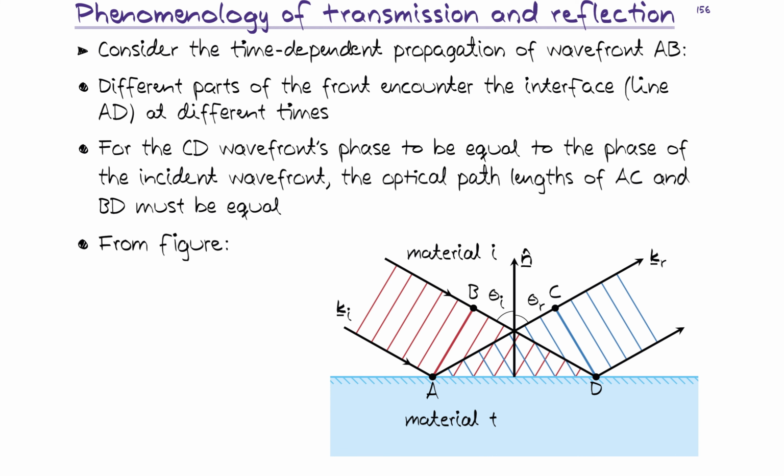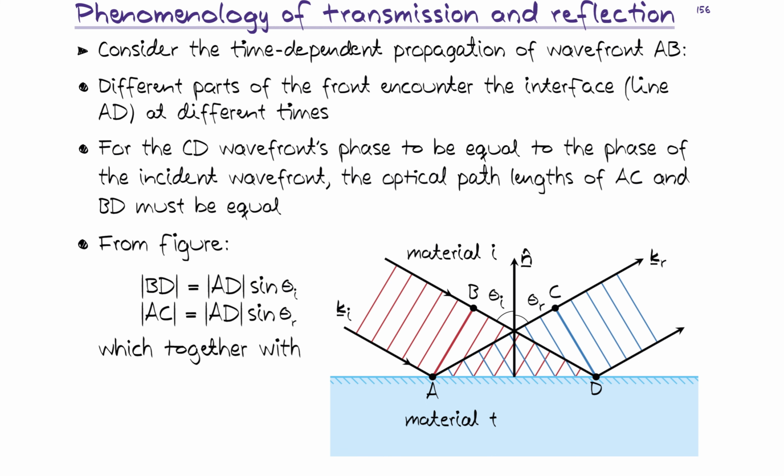And when this applies, of course, from the figure, we can extract a few equalities so that the length BD, the line between the points B and D, is essentially AD times sine of theta I, the incidence angle. And similarly, the length from point A to point C is equal to AD times sine of theta R, where R is the reflection angle. So this is basically just looking at the figure, and together these result in a condition that the length of AC must be the same as BD. And this essentially gives us the law of reflection, so that theta I is equal to theta R.